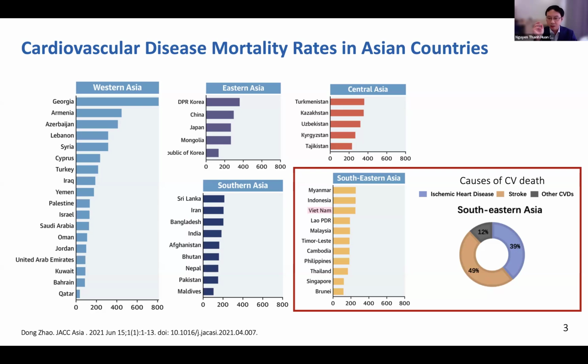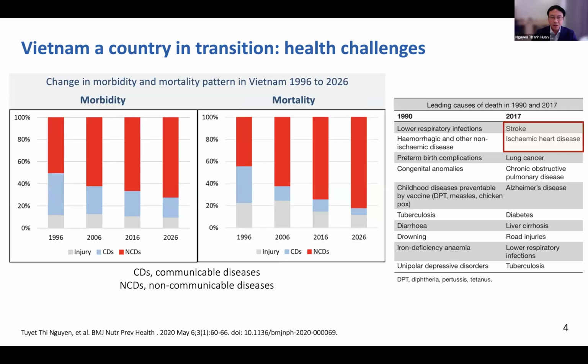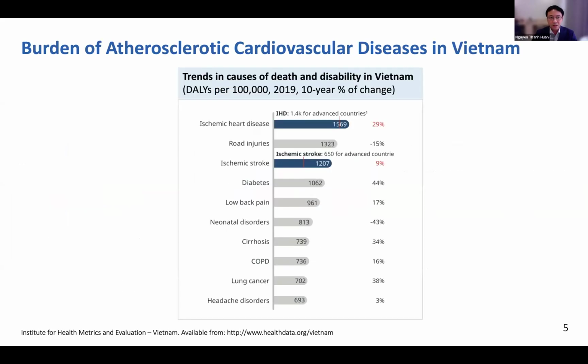In this area, you can see that ischemic heart disease and stroke are the leading causes of cardiovascular death. Indeed, Vietnam now has a health transition with increased morbidity and mortality from non-communicable diseases, for example hypertension, coronary disease, and diabetes. In 2017, stroke and ischemic heart disease, the two atherosclerotic cardiovascular diseases, were the leading causes of death. Data from 2019 once again confirmed that ischemic heart disease and ischemic stroke were the leading causes of death and disability in my country, Vietnam.